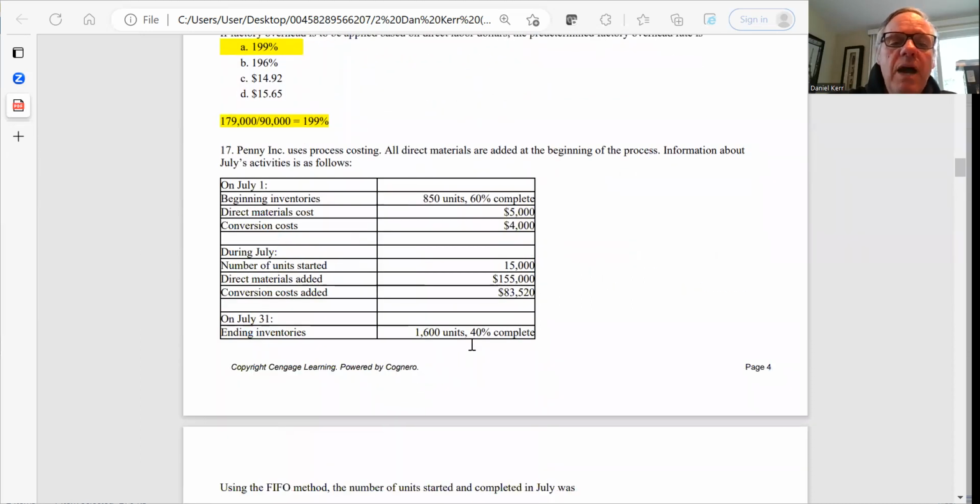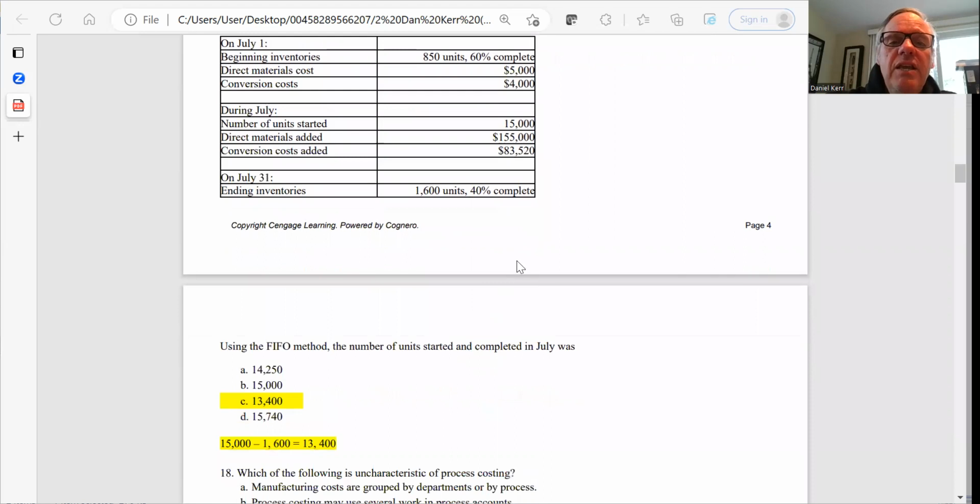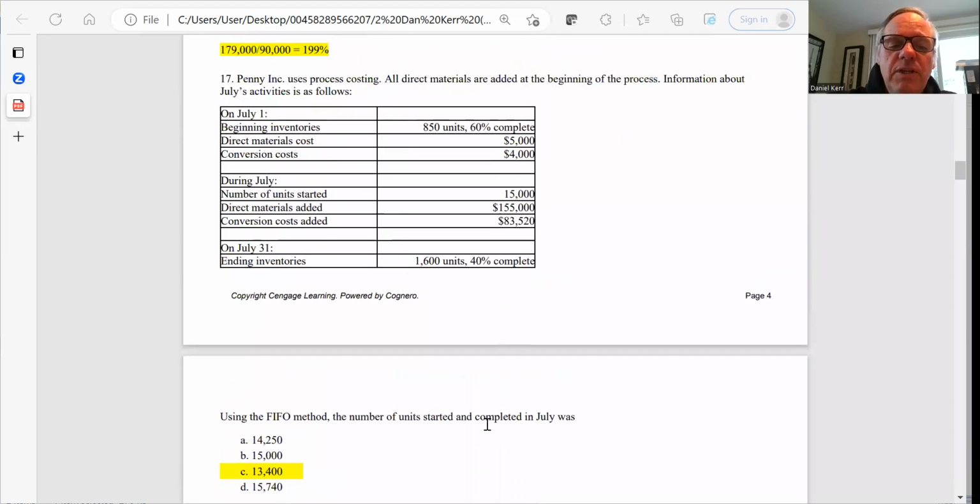Okay, for all these computational ones, even before I read all the data given, let's jump to what they're asking for. Using the FIFO method, the number of units started and completed. So all they want is the number of units started and completed. So if you started 15,000 and you had 1,600 that were in ending inventory in terms of finished goods, then the number that must have been actually completed this period would have been the 13,400.